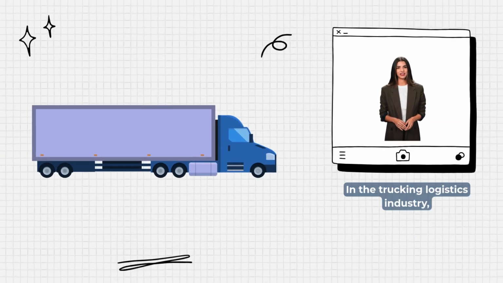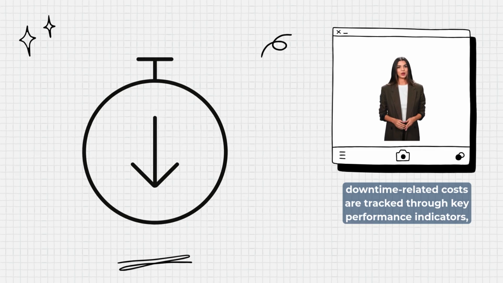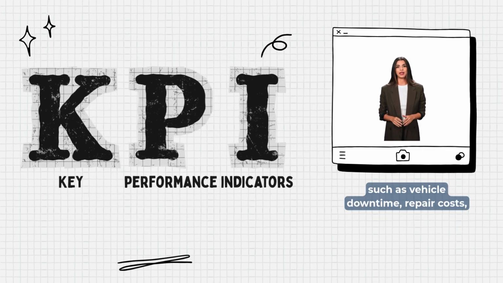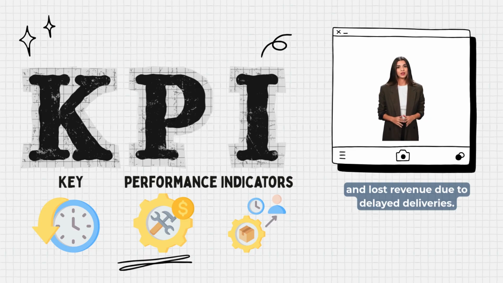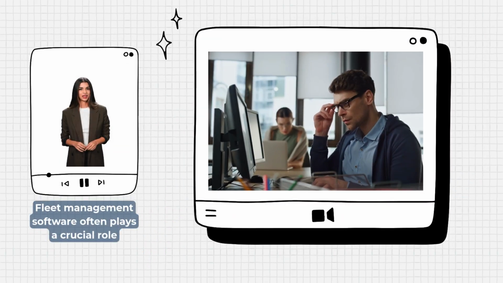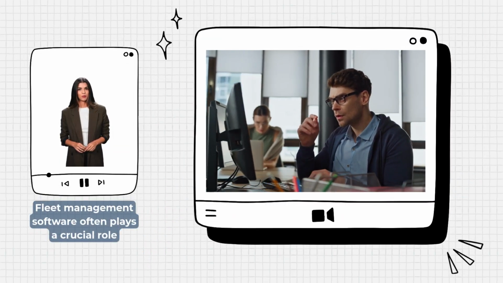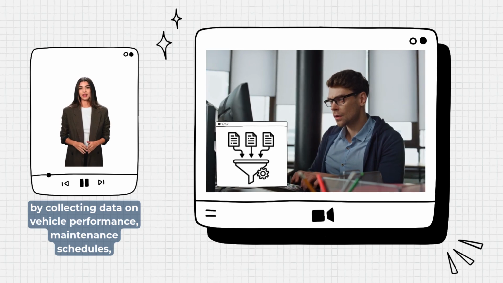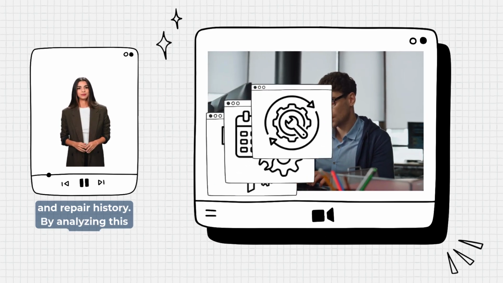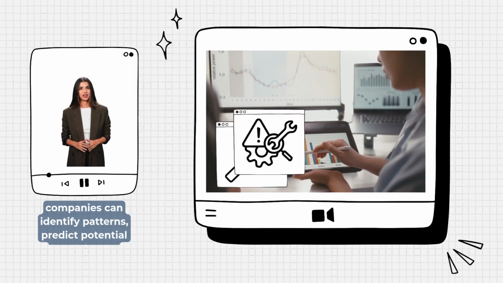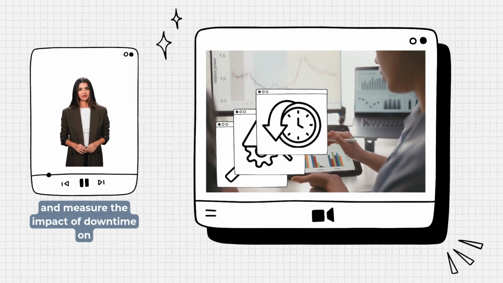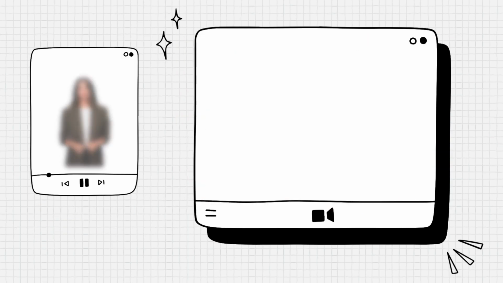In the trucking and logistics industry, downtime-related costs are tracked through key performance indicators, such as vehicle downtime, repair costs, and lost revenue due to delayed deliveries. Fleet management software often plays a crucial role by collecting data on vehicle performance, maintenance schedules, and repair history. By analyzing this data, companies can identify patterns, predict potential breakdowns, and measure the impact of downtime on overall operations.